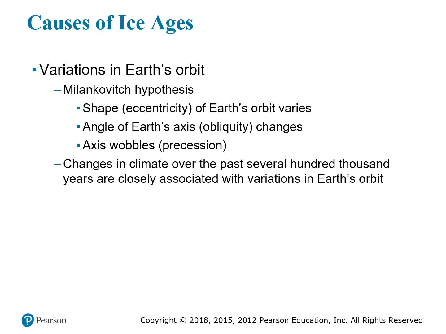So the Earth will vary in terms of how circular our orbit is. Our orbit is elliptical, but over the course of 100,000 years, it waxes and wanes, becoming more circular or more elliptical. The Earth's angle, or our obliquity, changes as well. That affects how much solar radiation we receive. And again, we have a wobble on a shorter time scale. We call that precession. Changes in our climate over the past several 100,000 years have been very closely associated with these changes in our orbit.